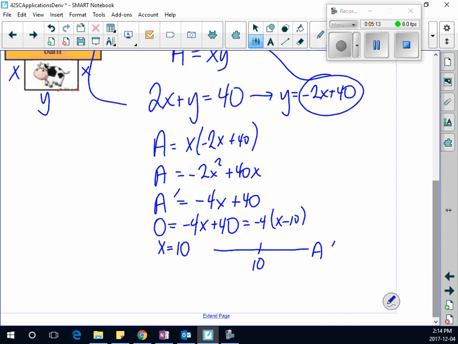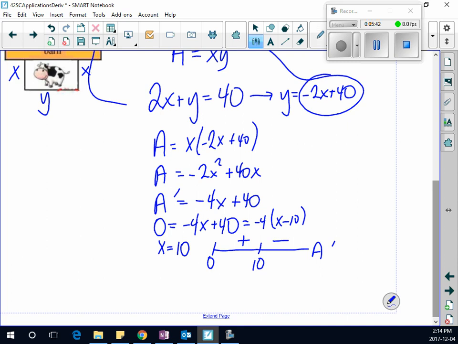So if I take something on the left, mind you, this would be at 0, right? Does anybody know that the minimum would be 0? Because you can't have a negative area. Okay, so if I pick a number on the left of 10, say 9, do you see I get a negative times a negative, which is a positive? If I take something on the right, say 11, I would get a negative. Does everybody see this would indicate a maximum?